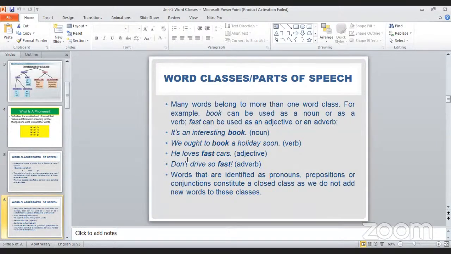Now let us look at this particular word. He loves fast cars. So here fast is an adjective. Don't drive so fast. So here it plays as an adverb. These examples were given only for you to understand how the part of speech of the word changes. It depends on the context in which it is used, the situation in which it is being used, and the definition there. The meaning also changes every now and then, as people keep using it.